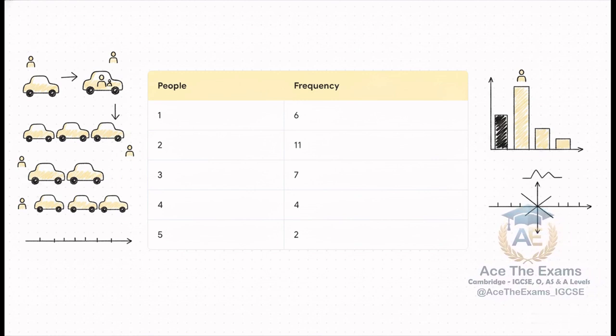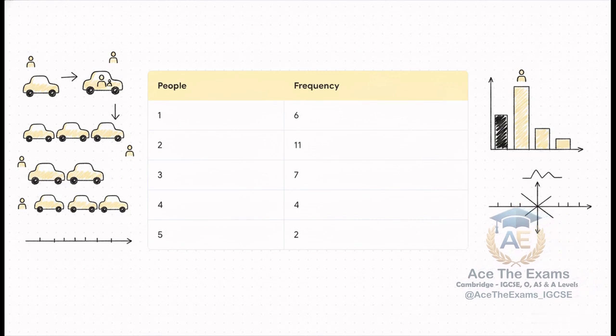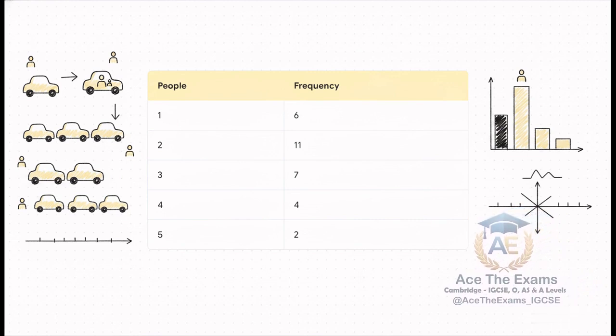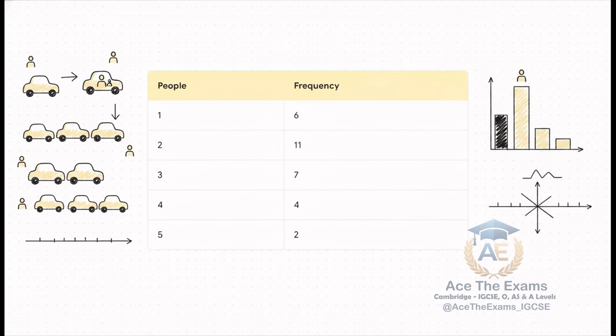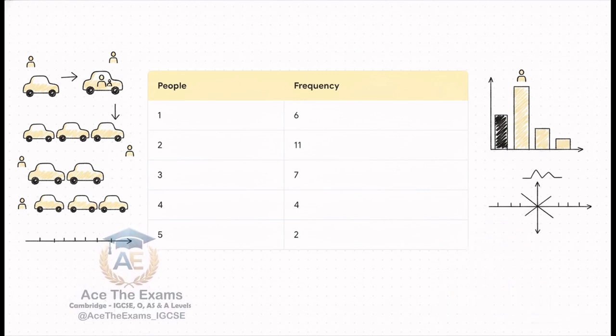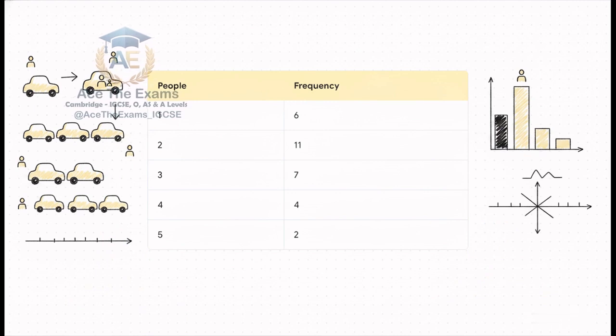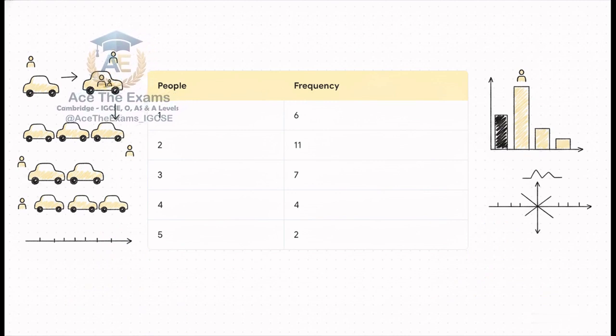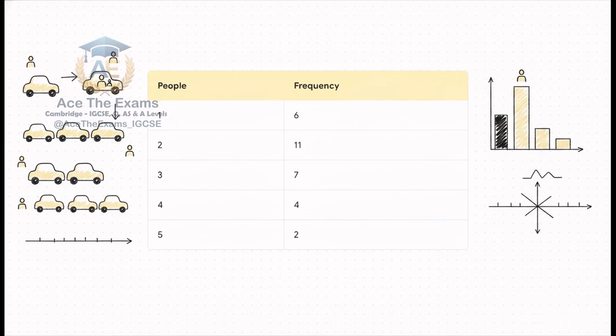Now the median requires just a bit more logic. We've got 30 cars. The middle of 30 falls right between the 15th and 16th value, so the 15.5th position. Let's count it out using the frequencies. The first 6 cars have 1 person. The next 11 cars have 2 people. 6 plus 11 is 17. Because our 15.5th spot lands squarely in that group, our median number of people is also exactly 2.